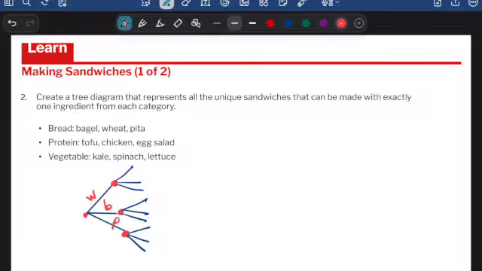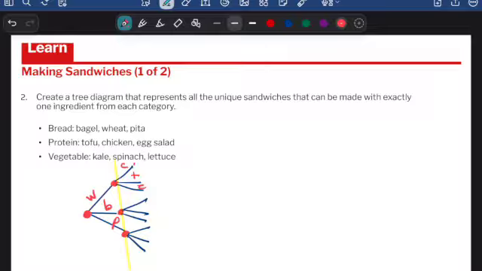It's important to note that each dot on the tree diagram represents a phase. And it's a good idea to try to keep your phase dots organized so they're stacked vertically with each other. That way you can see each stage all branched out. And it's important to label each branch as you go. So our second stage choices, we're choosing the protein. We could have chicken or tofu or egg salad.